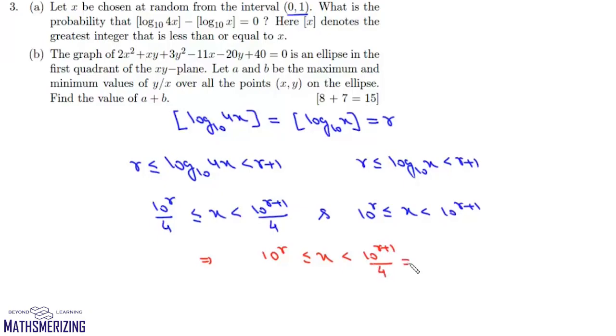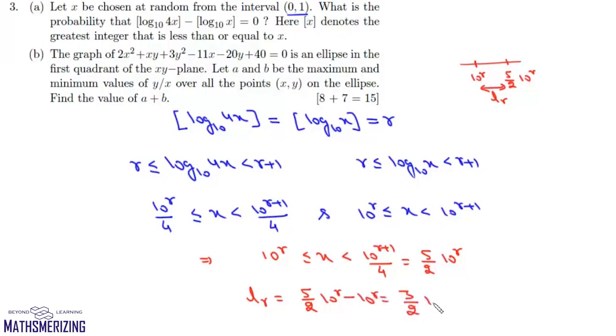Now we can write 10 to the power r plus 1 by 4 as 5 by 2 into 10 to the power r. So these two greatest integer functions will be equal when x lies between 10 to the power r and 5 by 2 into 10 to the power r. Now if we find the length of this interval, say LR, then LR will be 5 by 2 into 10 to the power r minus 10 to the power r, which is 3 by 2 into 10 to the power r.